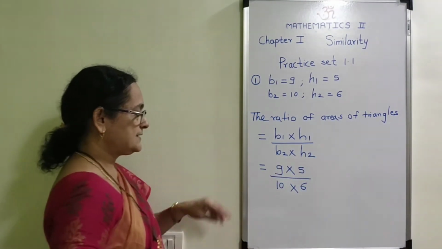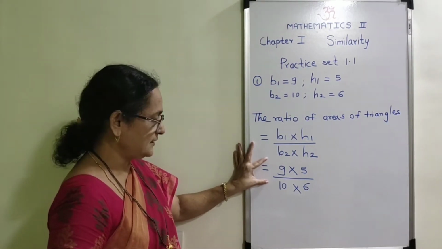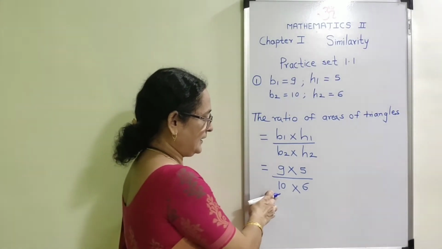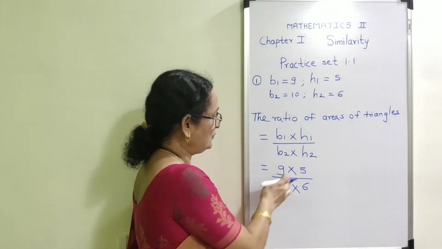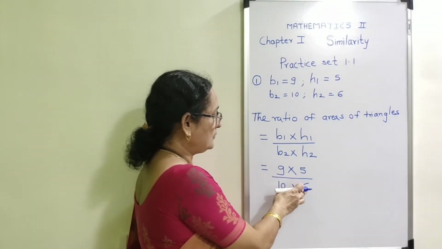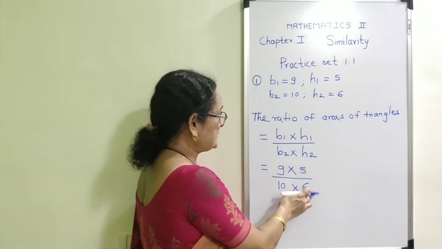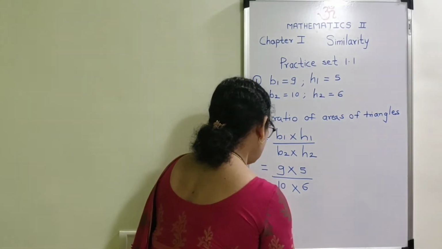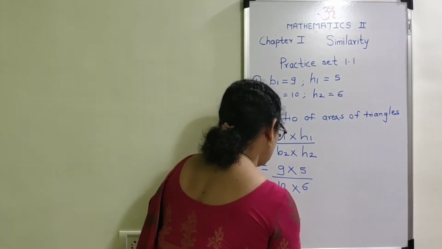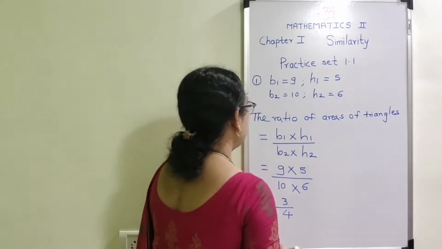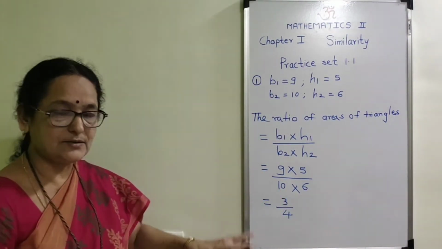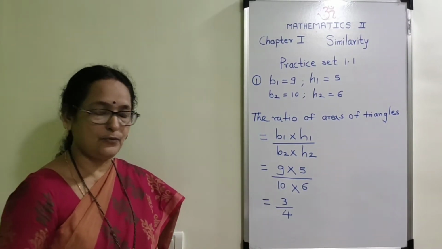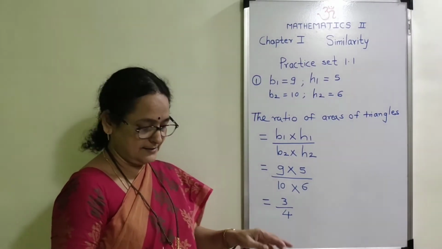Now here, since division of these two terms is given, don't multiply the two terms. Do the simplification rough, that 5 2s are 10 and here also 3 2s are 6 and 3 3s are 9 and therefore your final answer is equal to 3:4 and therefore the ratio of areas of these two triangles is equal to 3:4. This is your final answer.